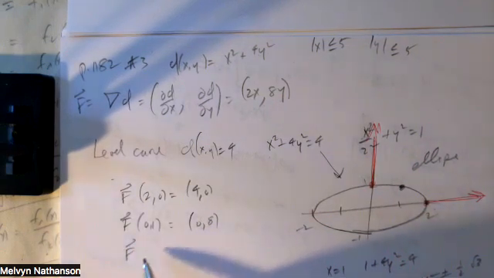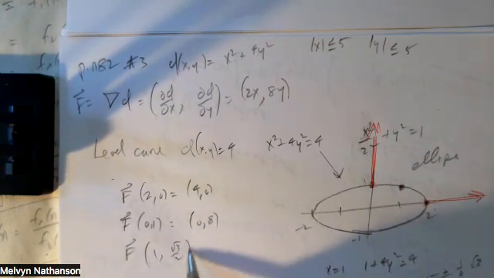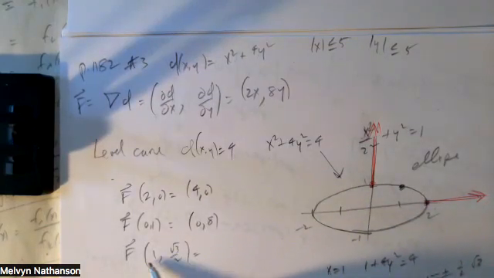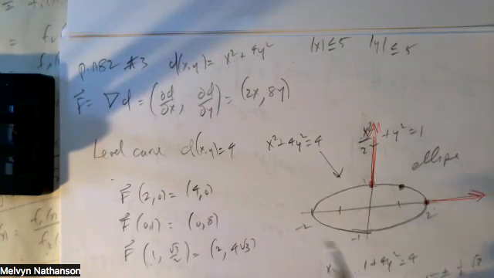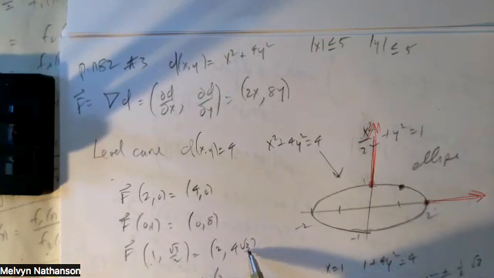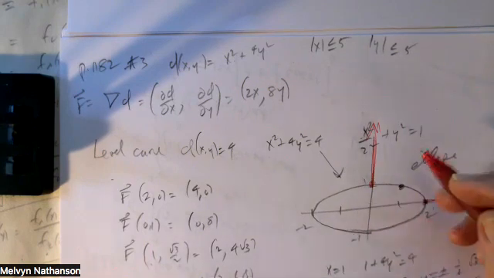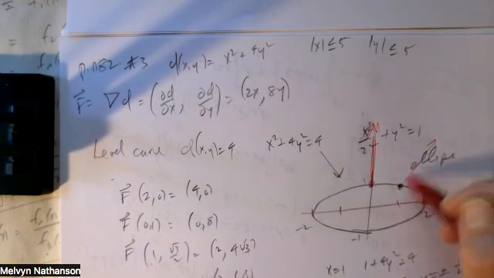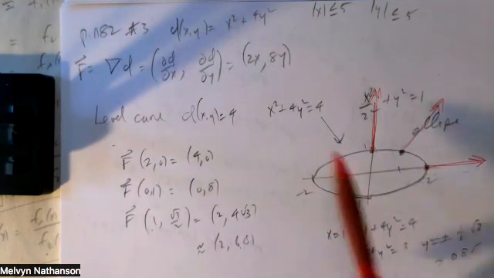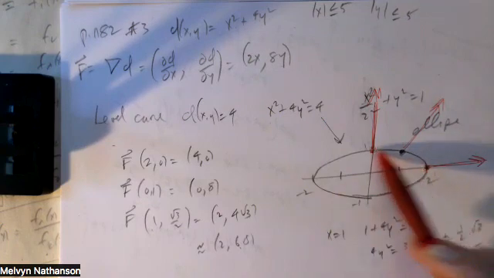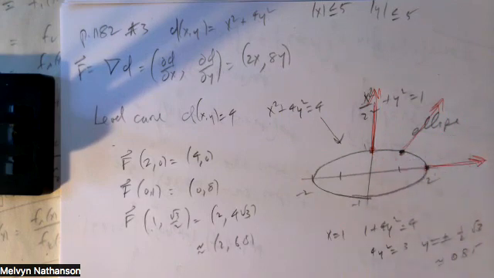And f at the point x equals 1, y equals root 3 over 2, what is that? f is 2 times x, that's 2, and 8 times y, 4 root 3, which is approximately 2 and root 3 is about 1.7, about 6.8. It's the vector which is going up sort of like this. Anyway, that's just an example. This is what they're asking you to do. Just draw a level curve. Every level curve is going to be an ellipse. Just pick some points on the ellipse and draw the value of the vector field there. And you get some pictures that look like this.